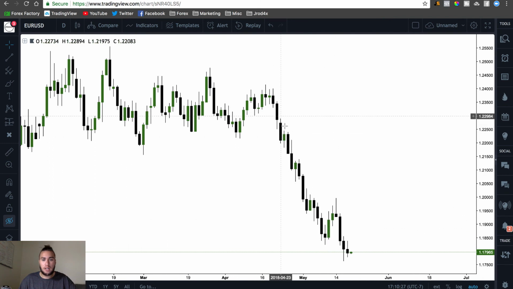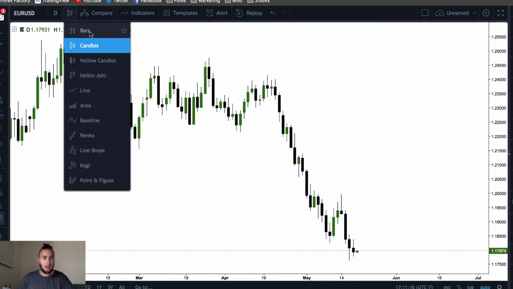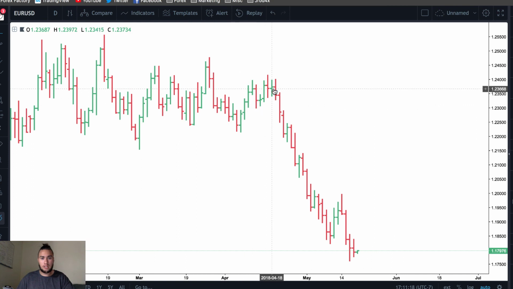And you can also see that we're looking at the chart that has candlesticks, right? The red candles are represented as bearish candles or down days, and the green candles are represented as bullish candles or up days. So you can see that these are candlesticks. Now, if we change our candlesticks to bars, you can see the red bars are down candles or bearish days, and the green bars are up candles or bullish days.